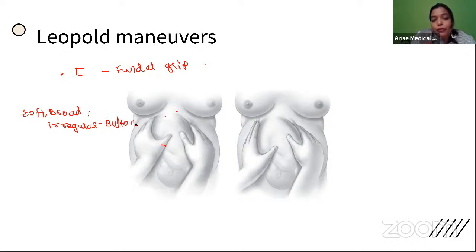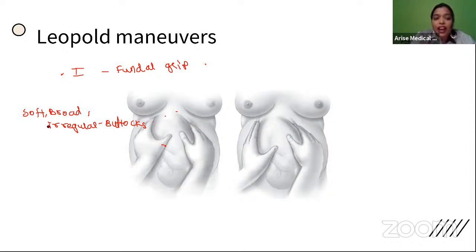This fundal grip helps me to find out what is present opposite. If I know what is present above, obviously the opposite is present down. So it is helping me to tell you the presentation. If the fundus or buttocks are felt up, what is the presentation? It will be cephalic presentation, right?